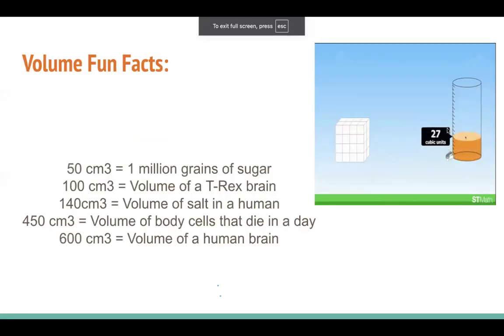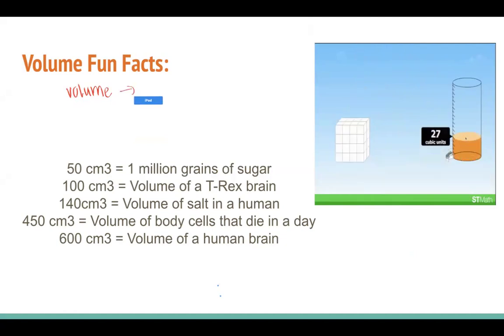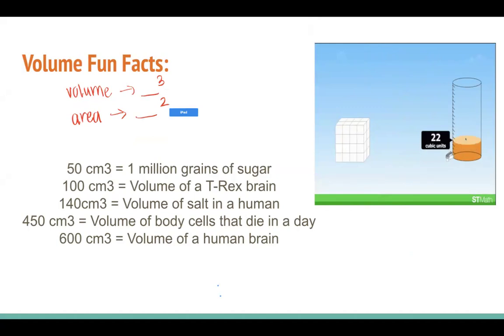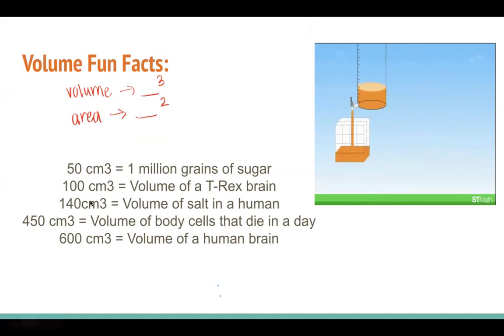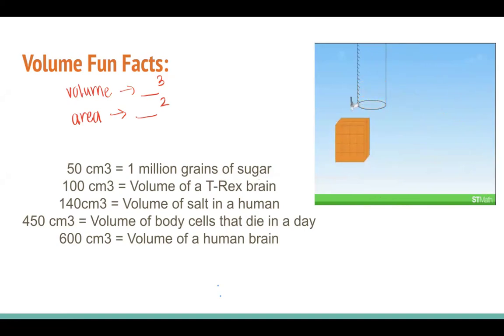Let's keep going. Okay, now let's look at volume. So just some fun facts: 50 centimeters cubed. So volume is always in cubic units. Volume is always some unit cubed, and area is always some unit squared. So that's how you can tell the difference. So 50 centimeters cubed equals 1 million grains of sugar. Just imagine 1 million grains of sugar only take up 50 centimeters cubed.